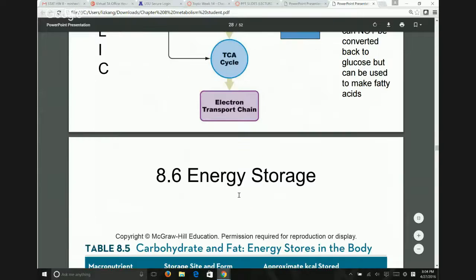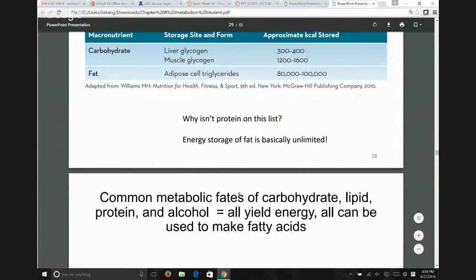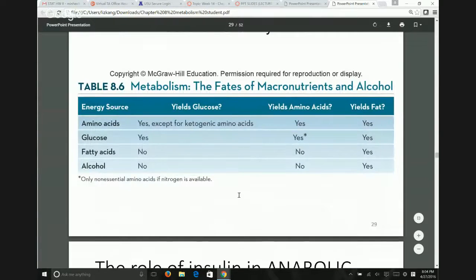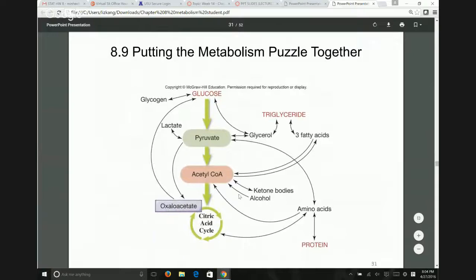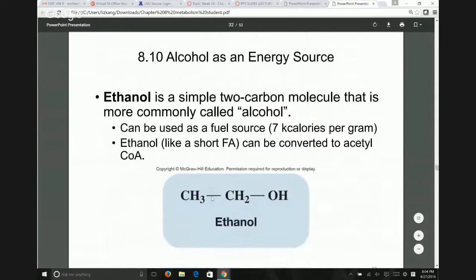Let's go to, I think, the anabolic process. You don't need to know this. She just wanted to show you that it's all complicated and they all overlap.